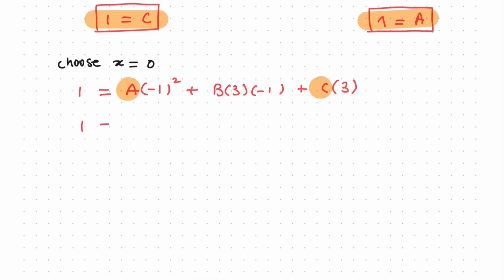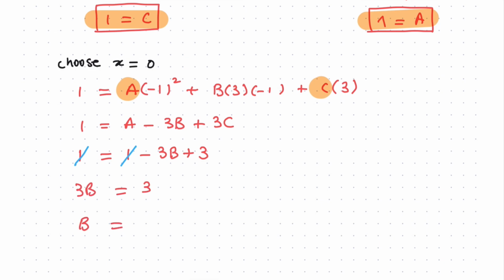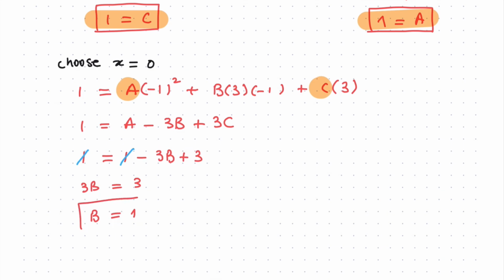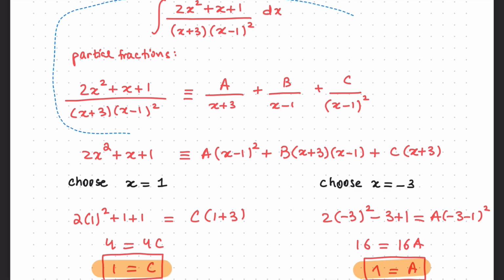So 1 is equal to a minus 3b plus 3c, and the values of a and c are 1, so this is 1 minus 3b plus 3. These will cancel out and we get 3b equals 3, which implies b equals 1. So we got all values a, b and c, and they're all equal to 1. This does not happen in every case. I'll just copy all of this to the next page.